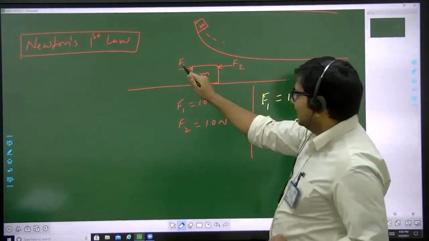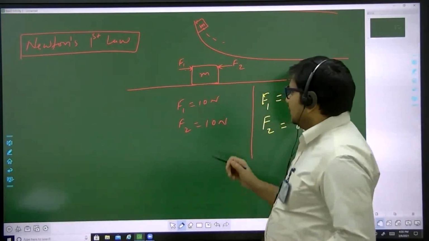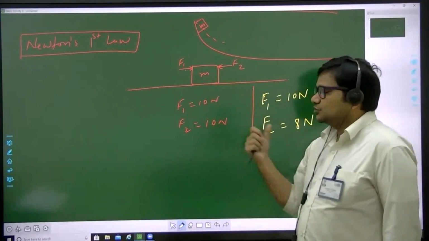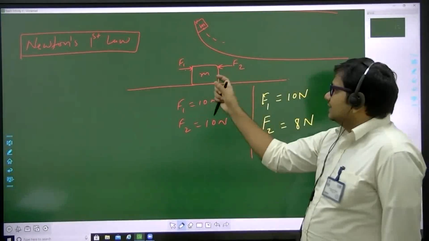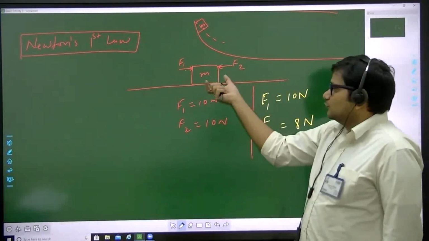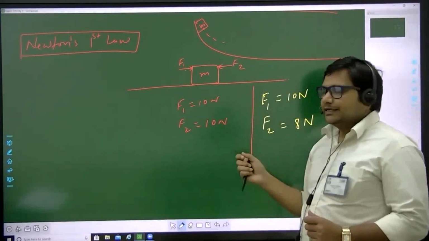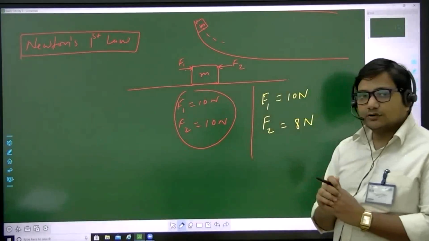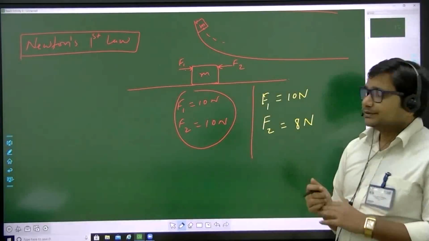And if we take the value of F1 as 10 Newton and F2 also 10 Newton, equal and acting in opposite directions, then the net force on this object will be zero and these forces are not going to make any change in its state. So in this case, F1 and F2 are called balanced forces.